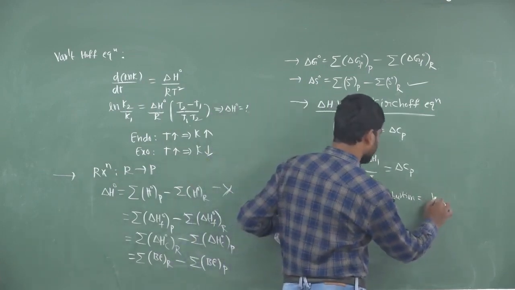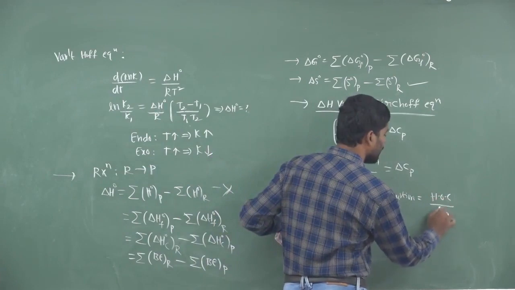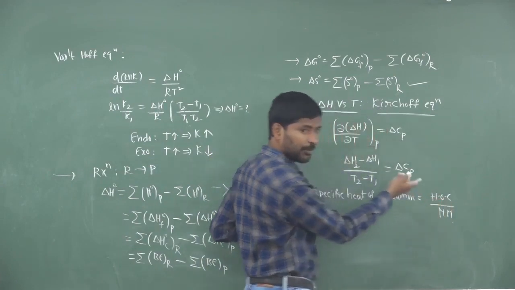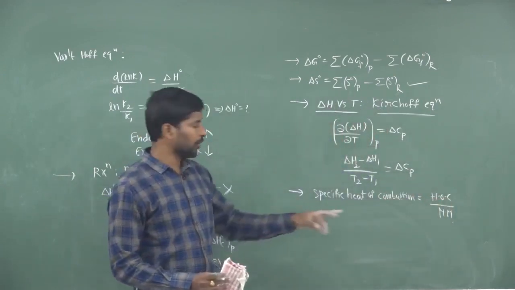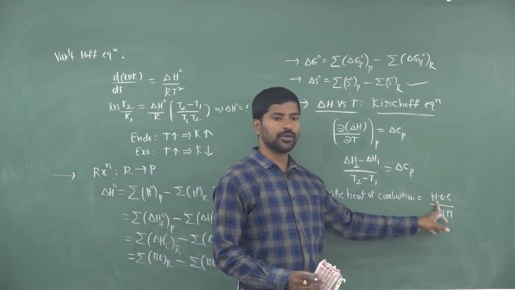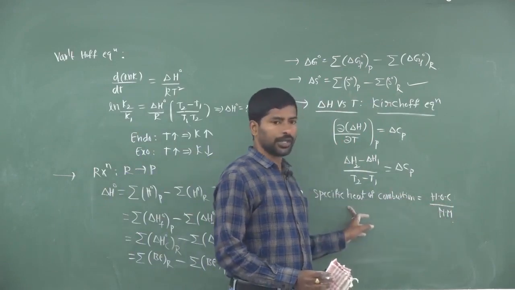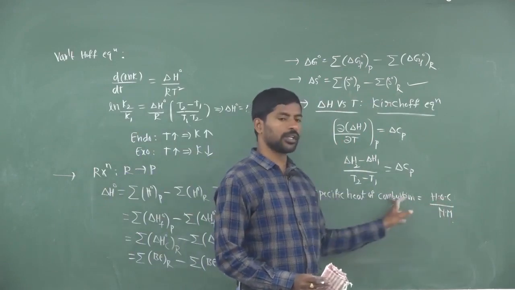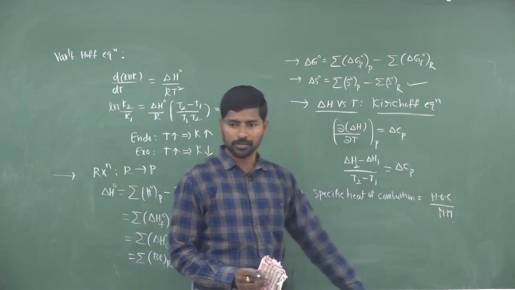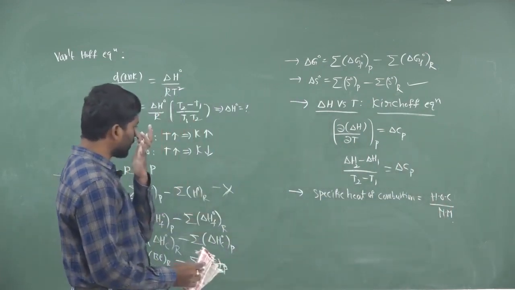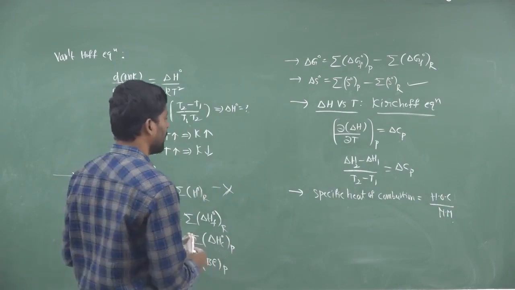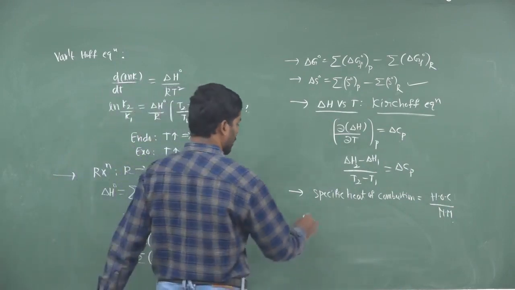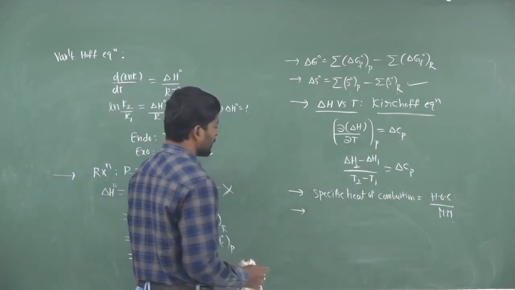How to get it? That is heat of combustion by molar mass. Heat of combustion is for how many moles? For 1 mole. This is for 1 gram. To get for 1 gram from 1 mole, what do we have to do? We have to divide with molar mass. Specific heat of combustion or calorific value of fuel is heat of combustion by molar mass. Next.